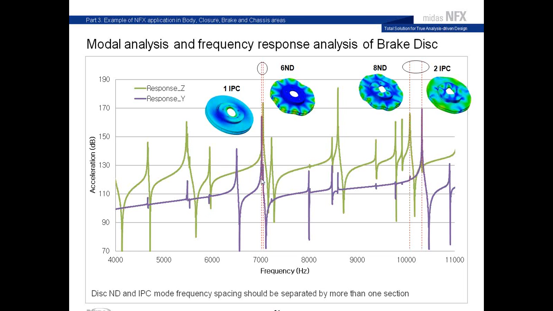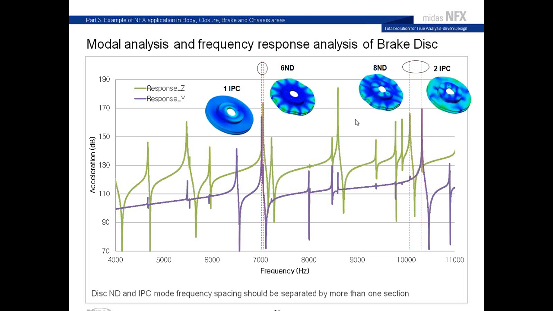So when you have two mode shapes which are at the same time very close together, this will create a squeal noise inside your brake disc, and it's also very dangerous for the durability of the brake disc. So in order to avoid this, you need to make some small design changes in order for the peaks to be separated a bit more.